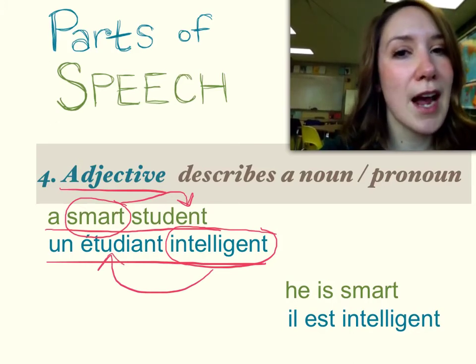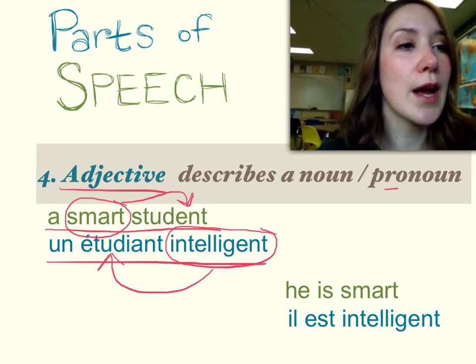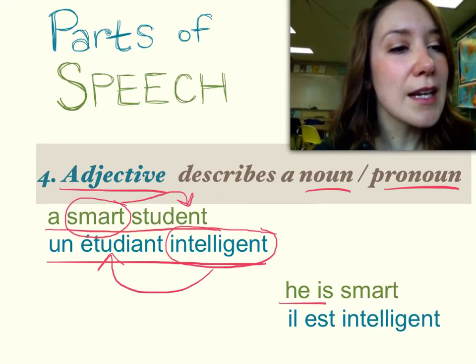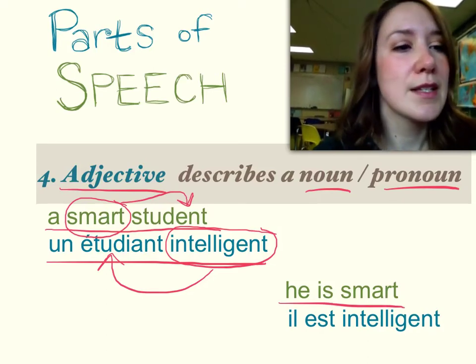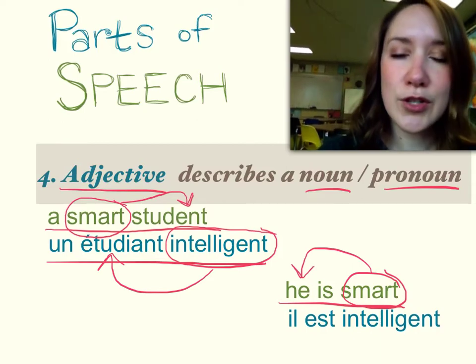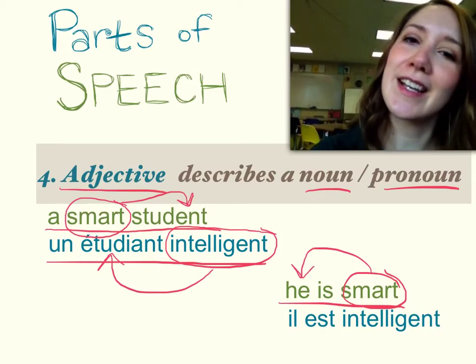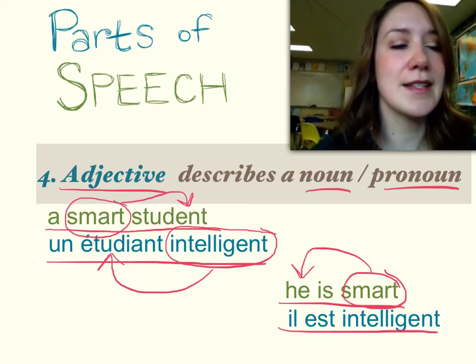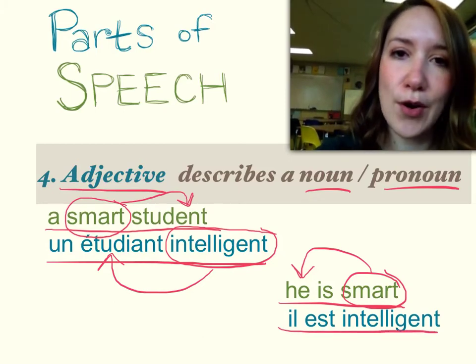If we want to use an adjective to describe a pronoun instead of a noun, then we could say he is smart. Smart is now describing he, which is our pronoun that is replacing student. In French, we would say il est intelligent to say he is smart.